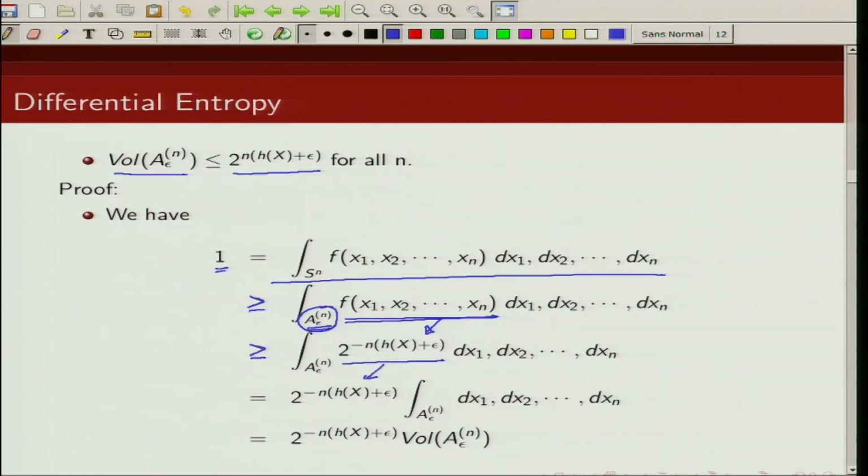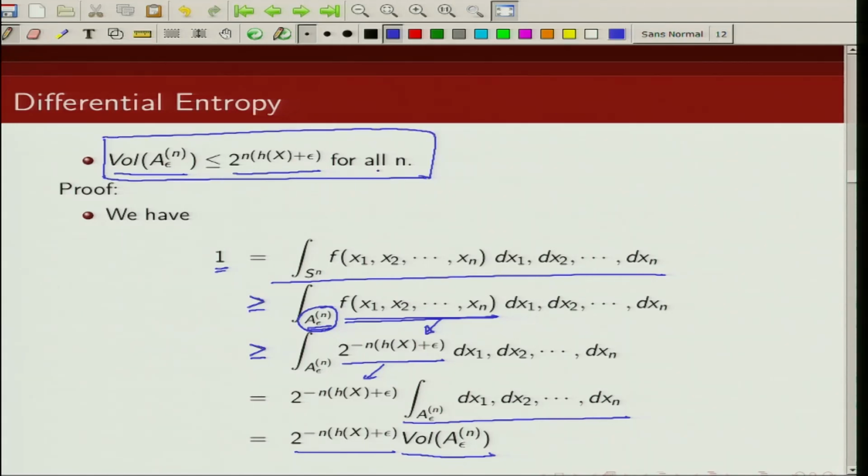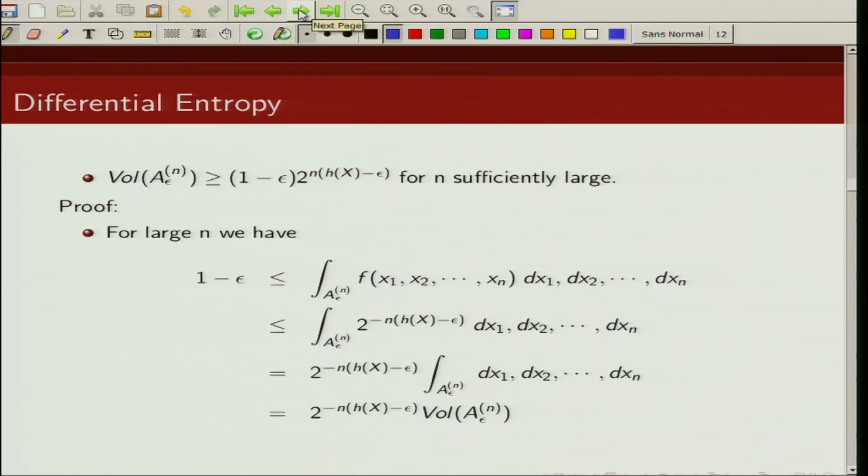Now we can take this out, and if we integrate it over the typical set, what we get is the volume of the typical set. So the volume of the typical set multiplied by this is less than or equal to 1. From here we get that the volume of the typical set is upper bounded by 2 raised to the power n times (differential entropy plus epsilon). Similarly, we can prove that the volume of the typical set is lower bounded by this.